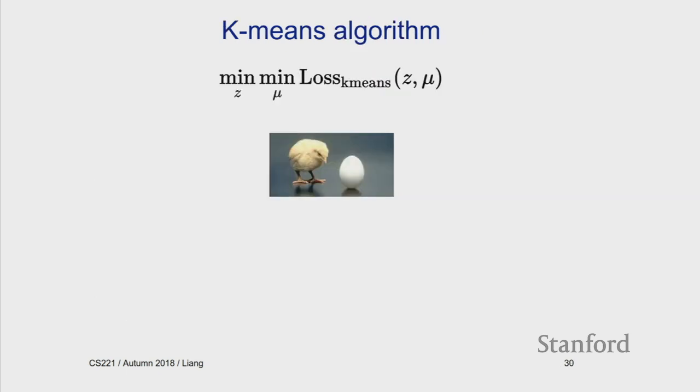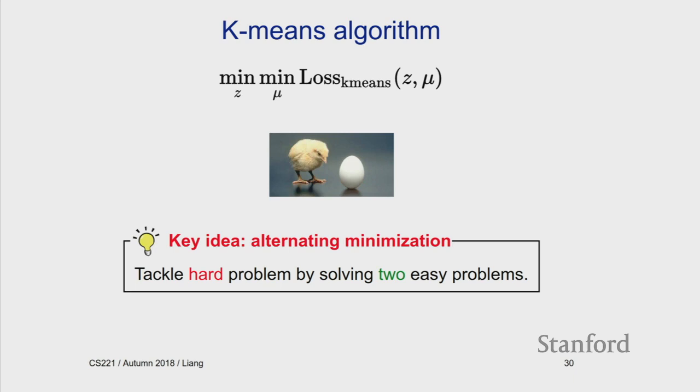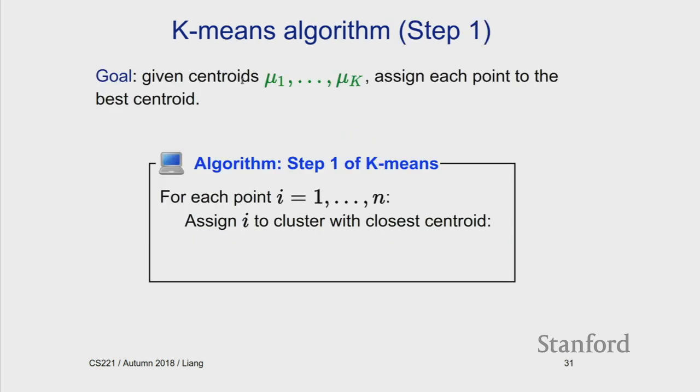So now the problem is that I don't even know mu, and I also don't know z. So it's a kind of chicken-and-egg problem, where if I knew one, I could get the other, and if I knew the other, I could get the one. But how do I begin? So here is a key idea, which we're going to see later in the course as well. It's called alternating minimization. We're going to take this hard problem and tackle it by solving 2 easy problems. And that gives rise to what is called the k-means algorithm.